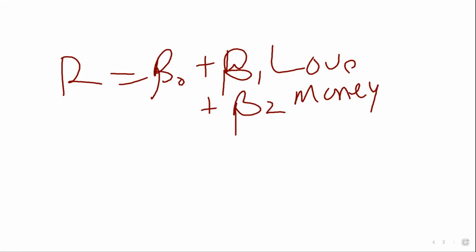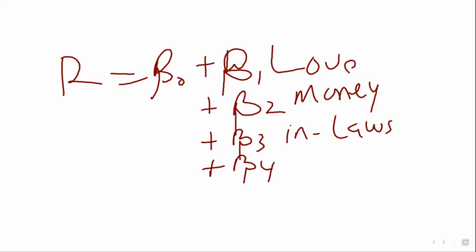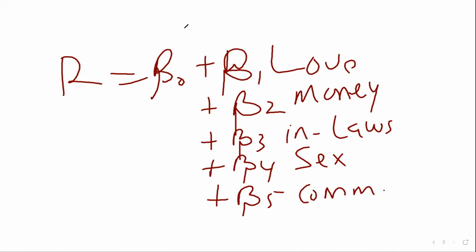There are some ladies that will not bother you if you don't have the money. It's also driven by beta 3, and then let's say in-laws. In-laws, they are affecting the relationship. It's also driven by beta 4, sex. Some people believe that affects the relationship. In fact, it does. And then beta 5, something like communication, and so forth. But then there are other factors, and those factors are what we call ui.